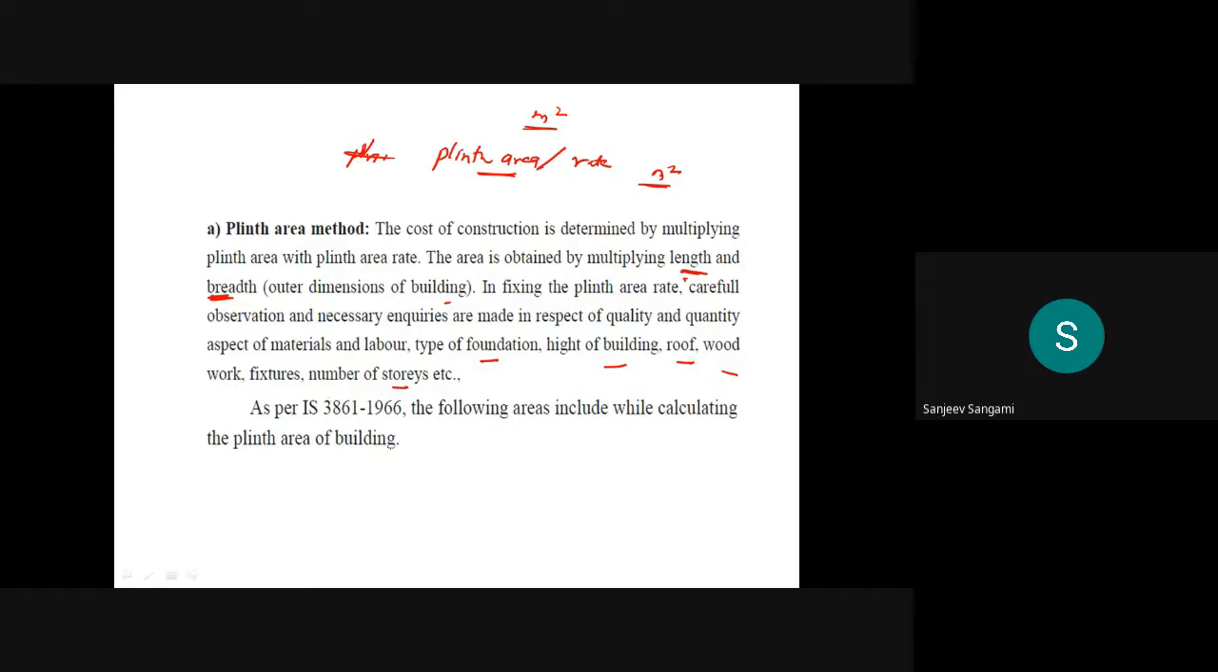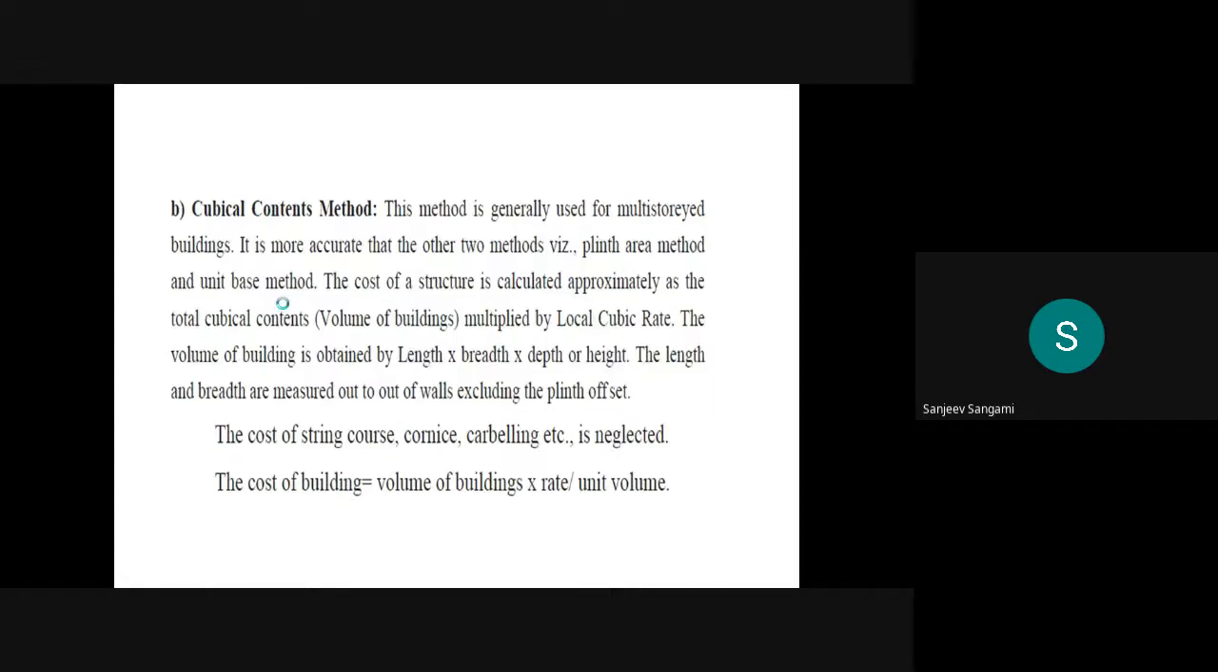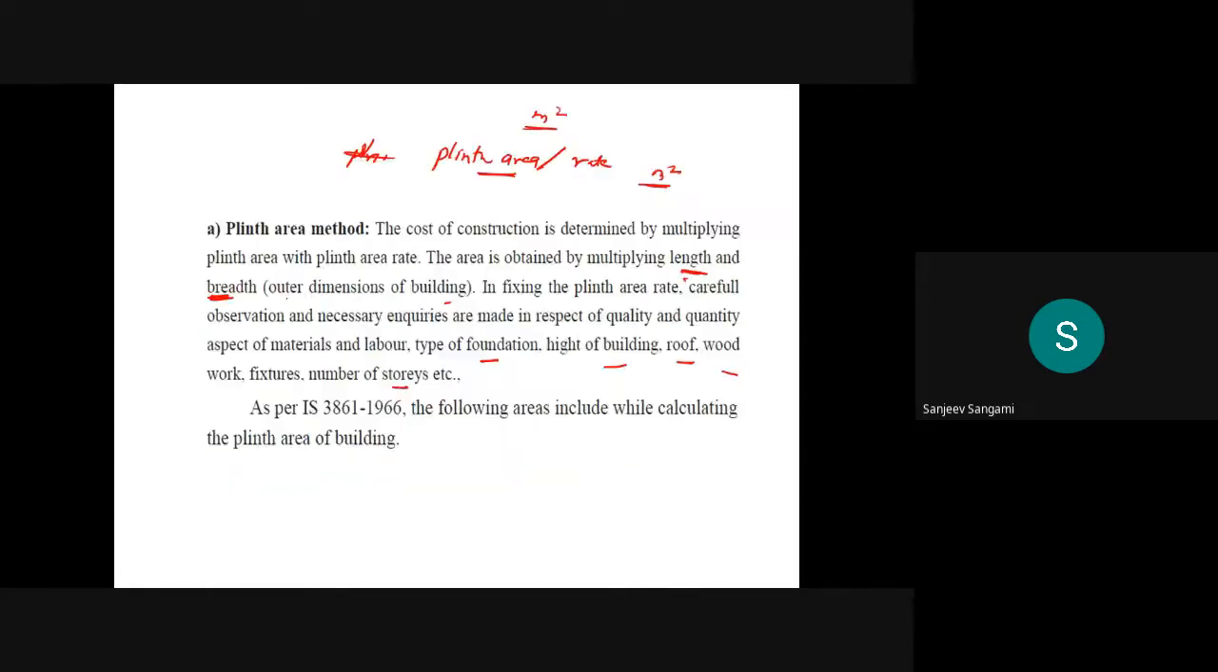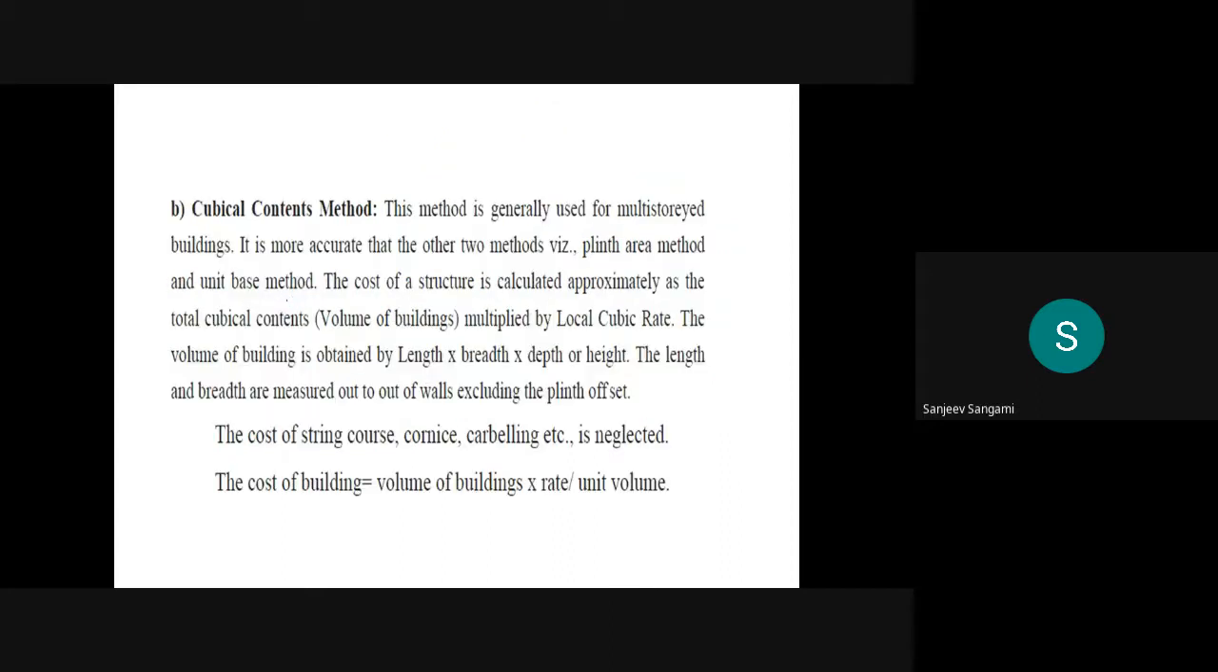Now, as per IS 3861, the following are the areas included while calculating the plinth area of the building. We'll discuss that later. We'll take up some of the problems. As per the IS code, there are some calculations on how exactly it can be calculated. That we'll discuss later, and when we take up that problem, we'll come to know.